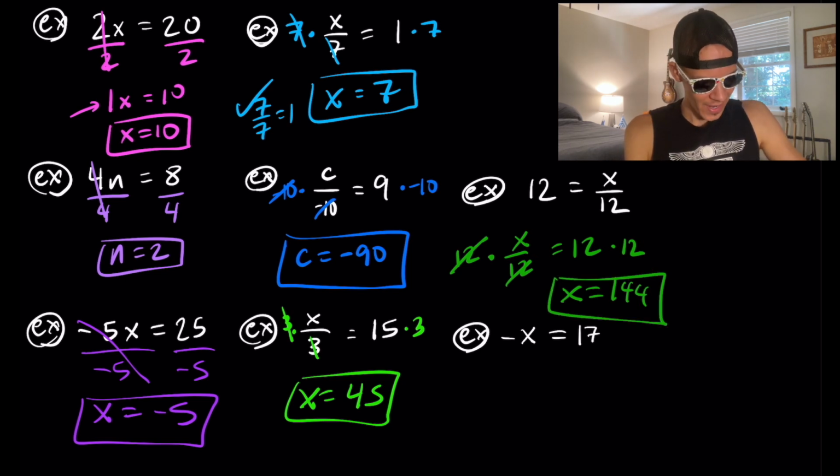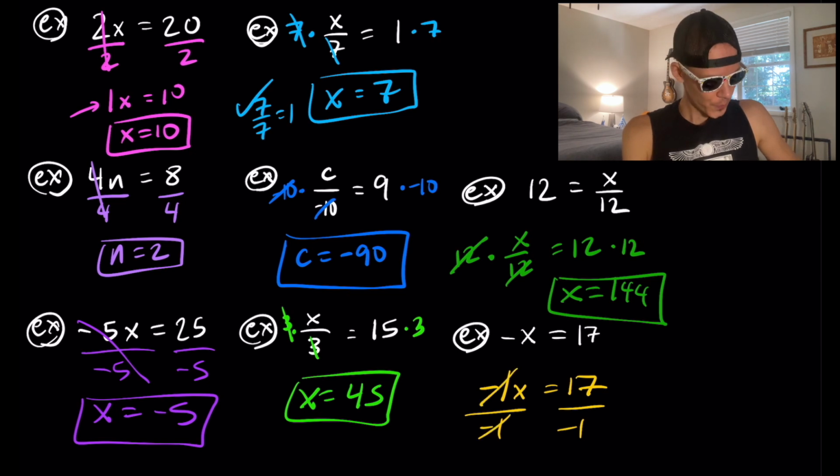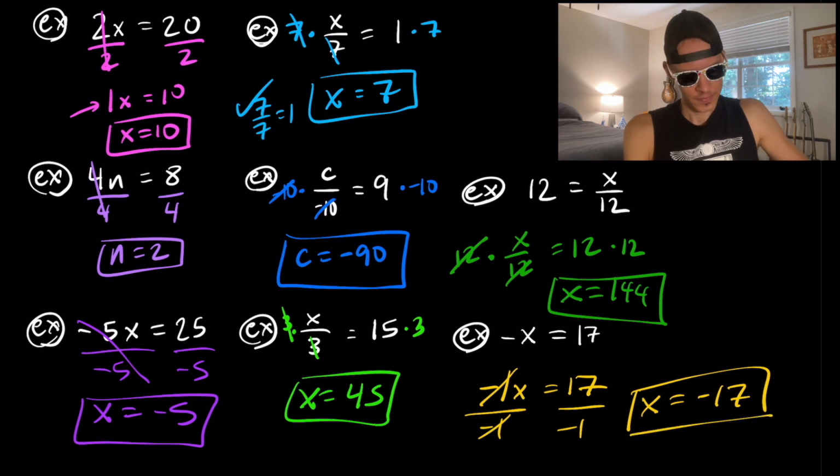All right, negative x is equal to 17. So remember, when we said that if you don't see a coefficient in front of your variable, or to the left of the variable, it's understood there's a 1 there. So really, this is just negative 1x equals 17. So if I'm multiplying x by negative 1, all I do is divide both sides by negative 1. Those will cancel. And we'll get x is equal to 17 over negative 1, or dividing any number by negative 1 is just going to change the sign. So I'll get negative 17 as x.